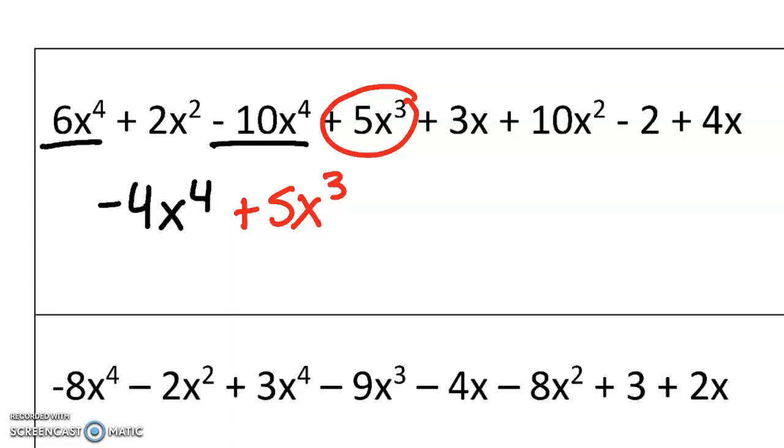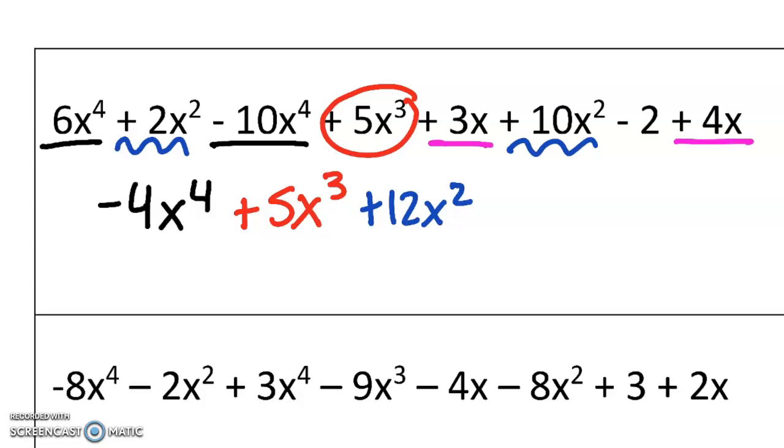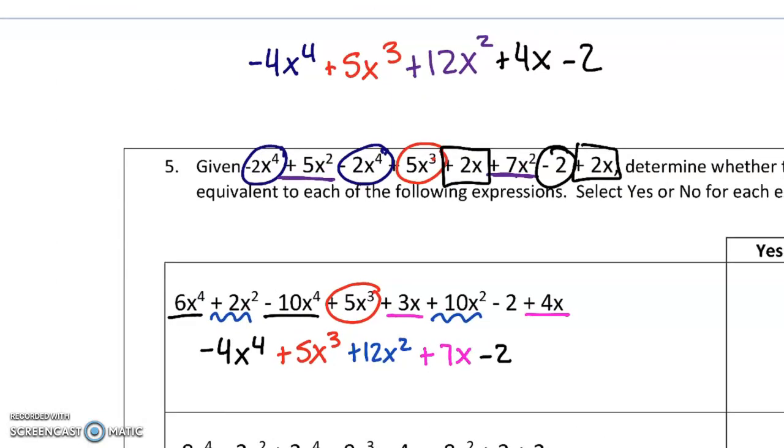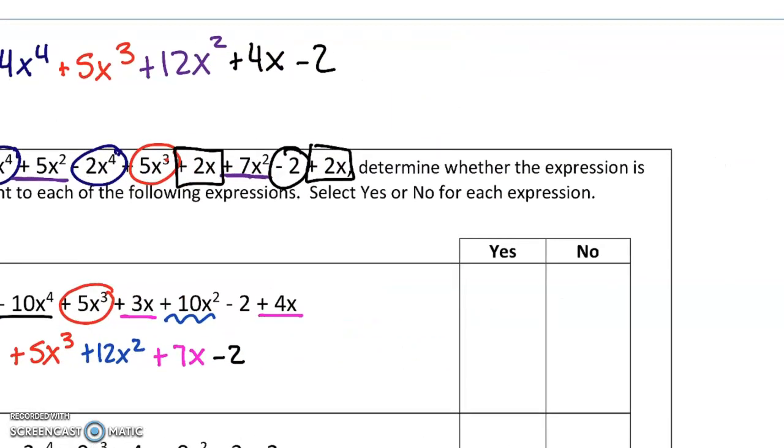Then I'm looking for x squared. Do I have more than one of those? 2x squared plus 10x squared gives me 12x squared. Do I have any x's? 3x and 4x gives me? And then I have just that minus 2 left over, right? Do those match? So are they the same? So I go and put a check mark in the no box.